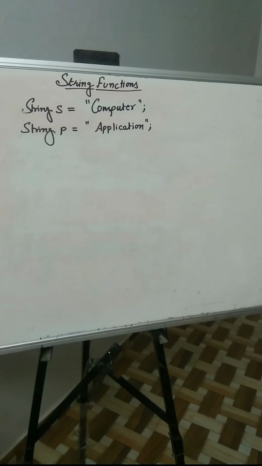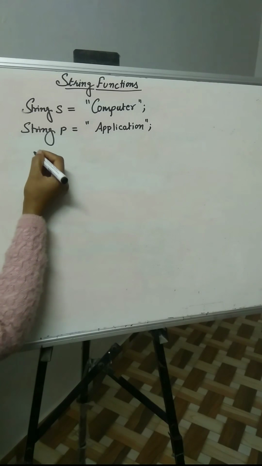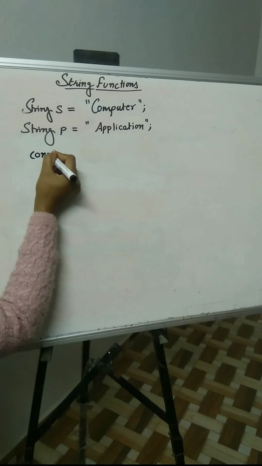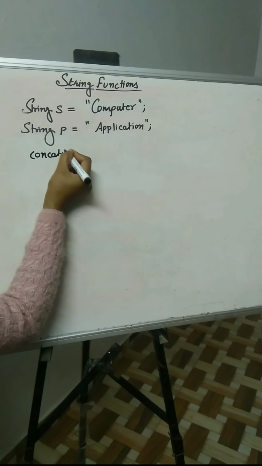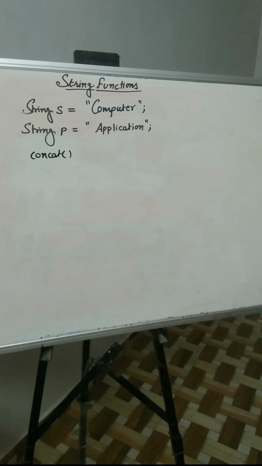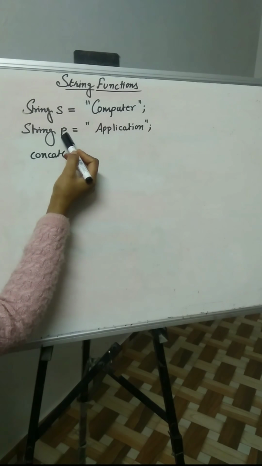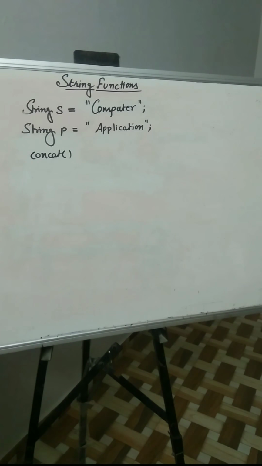Next function is the concat function. The concat function is used to concat two or more strings, or you can say join one variable to another variable, one string to another string. Suppose here the example is S is computer and P is a string holding application. We have to concat these two strings.